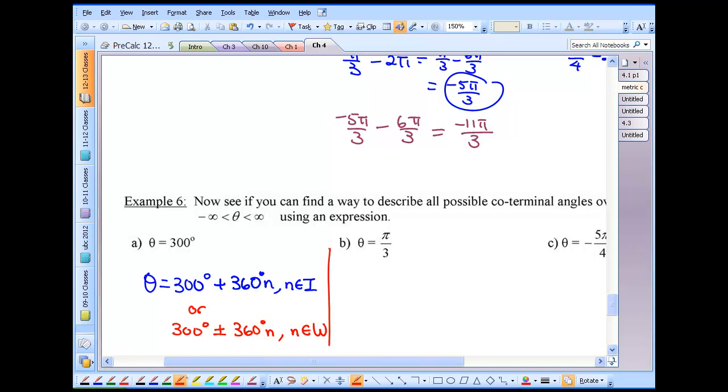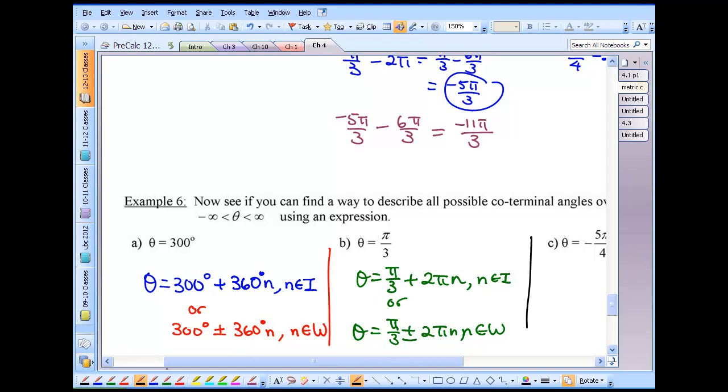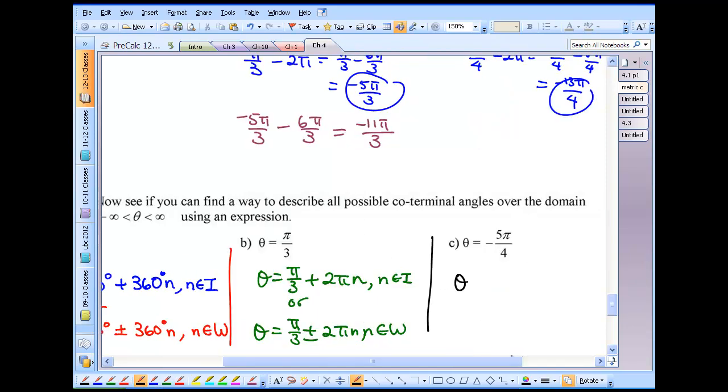Okay, so over here, this one would be pi over 3 plus, in this case, not 360 but 2 pi n, because it's radians, where n is an integer, or once again pi over 3 plus or minus 2 pi n, where n is a whole number. Once again, I prefer the one on top, but if you like the one at the bottom, that's up to you. And last but not least, same idea, just add 2 pi n. Okay, pretty straightforward, I hope. Cool, because I think we're done.